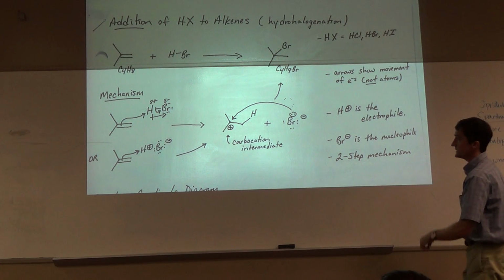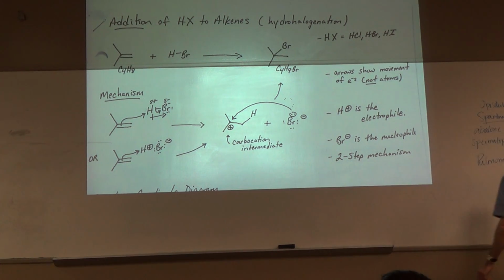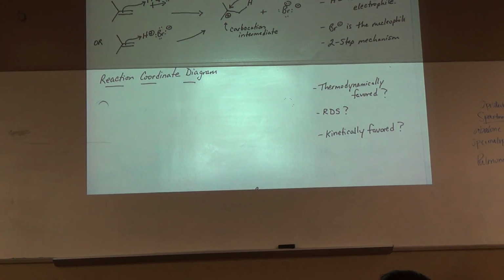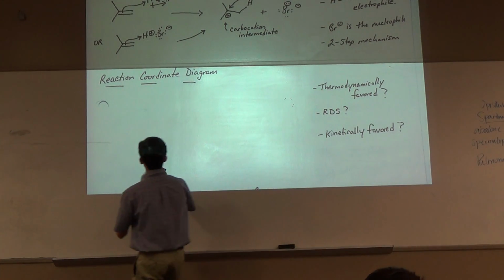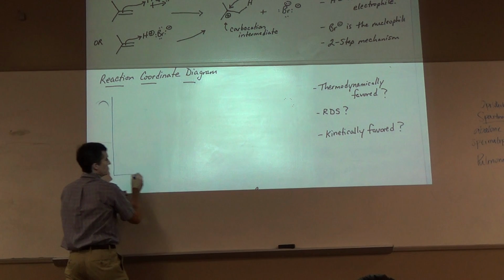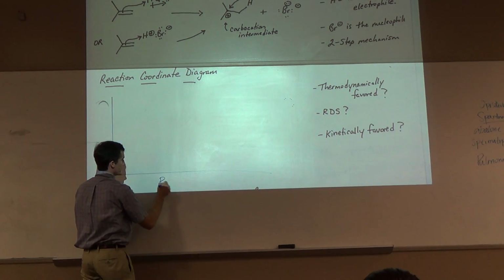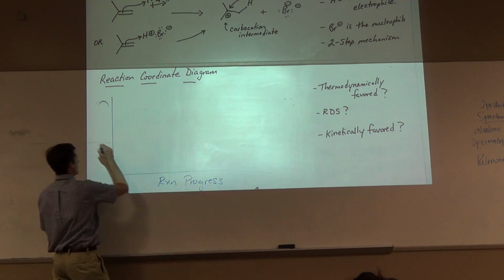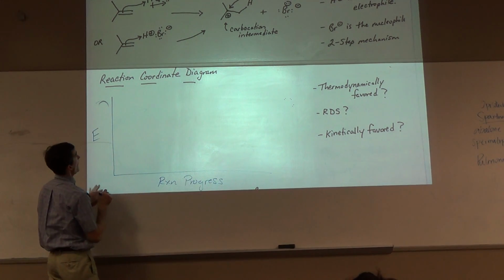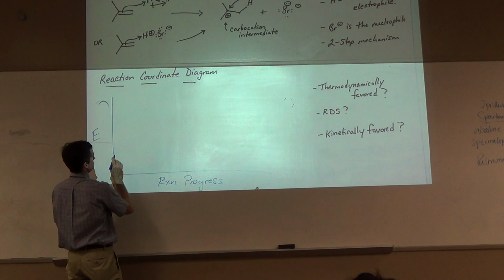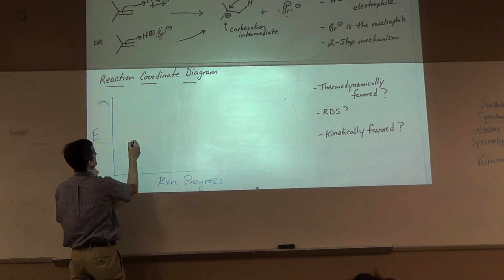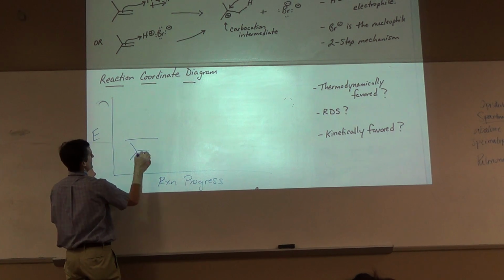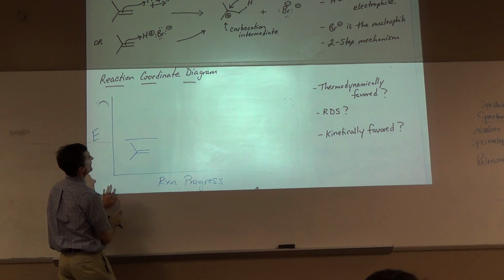This is a two-step mechanism with one intermediate. We do a reaction coordinate diagram. What would that look like? We have reaction progress, some type of energy. We start with some type of just arbitrary level. Here, the alkene. That's the energy level of that alkene.